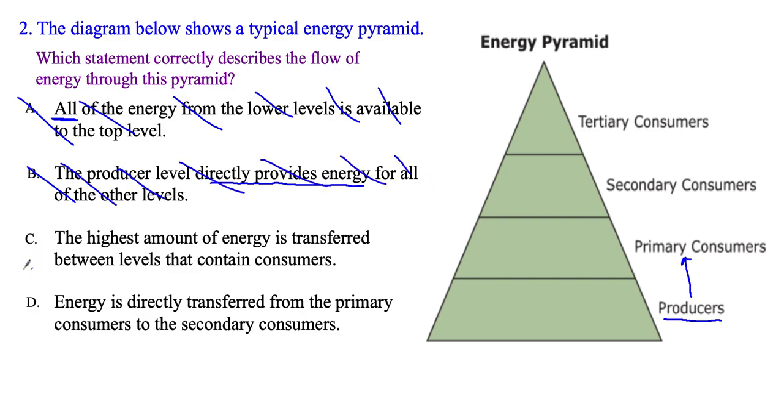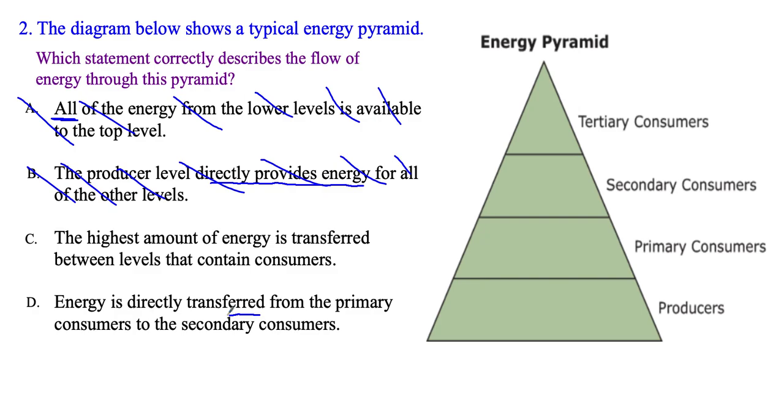What about C? The highest amount of energy is transferred between levels that contain consumers. So the highest amount of energy only is transferred between levels that contain consumers. So there's 3 levels that contain consumers. I'm a little confused on this one. I'm going to keep it because I don't want to eliminate it too quickly. Let's just move to D real quick and see if we can understand that better. I'm going to come back to C.